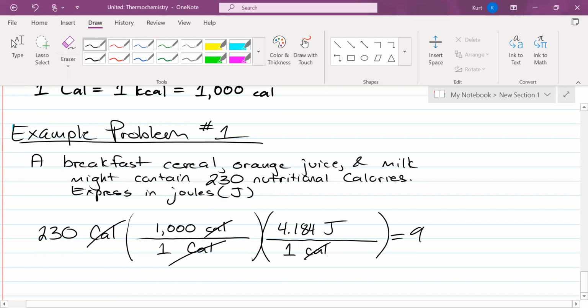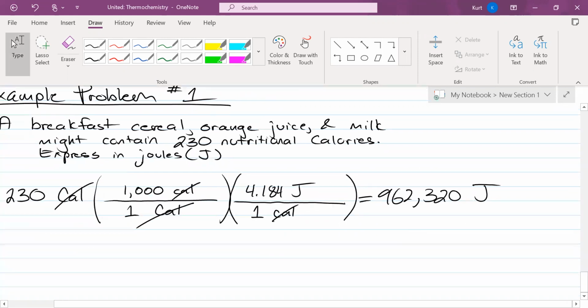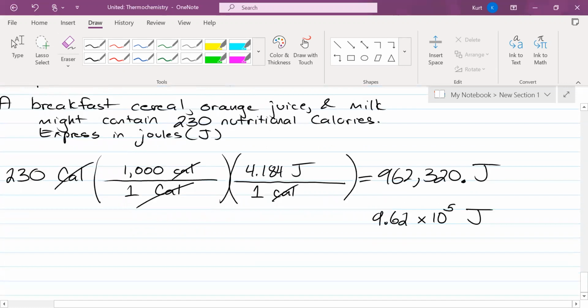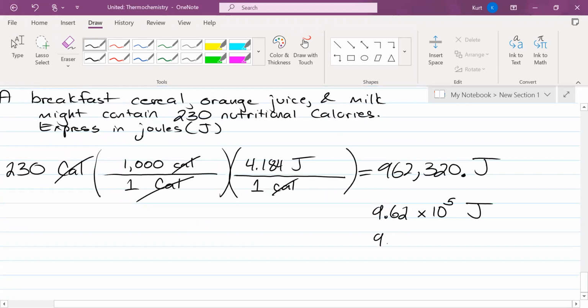I got 962,320 joules. Let's put that in scientific notation. The decimal is technically behind the 0. Which way do we want to shift it? How many spaces? 5 times. 9.62 times 10 to the 5th joules. And if you really want to get ticky-tacky with sig figs, it would be 9.6 times 10 to the 5th joules, because 230 is 2 sig figs. That is the correct answer. All right.